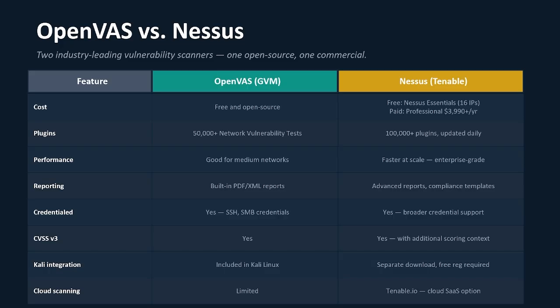So looking at OpenVAS versus Nessus, these are the two common ones out there. OpenVAS is free and open source. Nessus is free and paid. There's a free version which will let you do limited scanning, and a paid version which will let you do quite a bit more scanning. If you are working for a business, typically you will be using the paid version of Nessus.